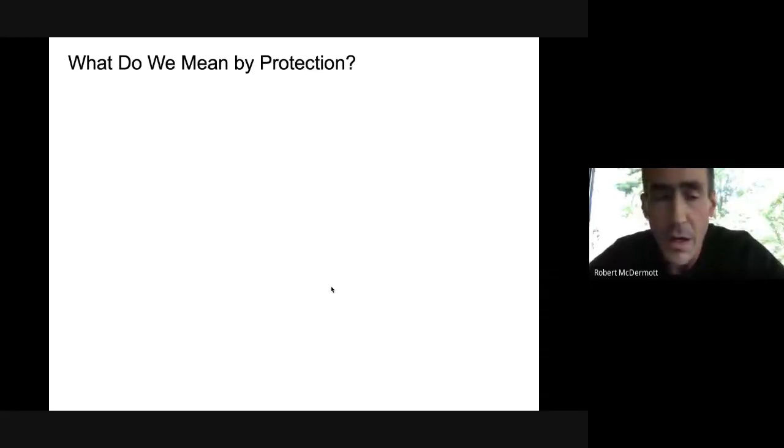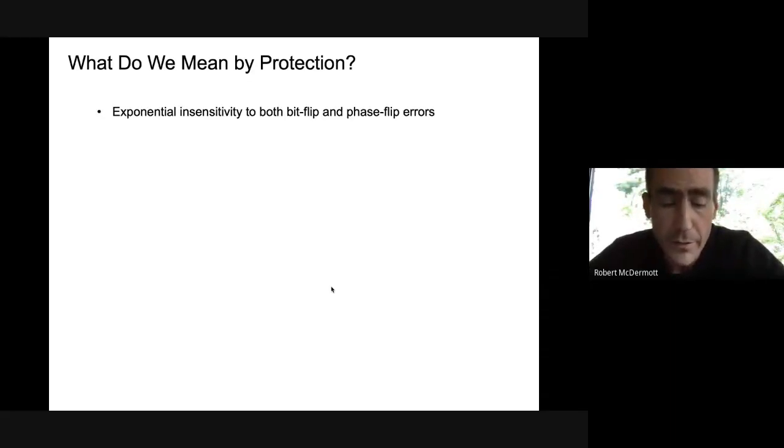Okay, what do we mean by protection? Well, the key thing we need to do is to achieve suppression of both types of error, both bit flip and phase flip errors. We want to have exponential insensitivity to these types of errors. And so what do we mean by exponential insensitivity?